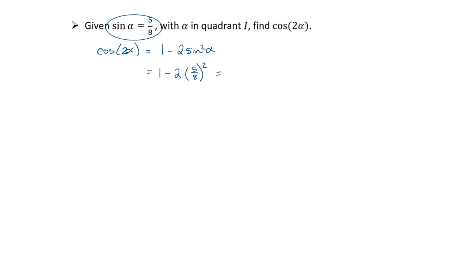So I have 1 minus 2 times 25/64. That means I have 1 minus 50/64, which is 14/64. And this simplifies down to be 7/32.